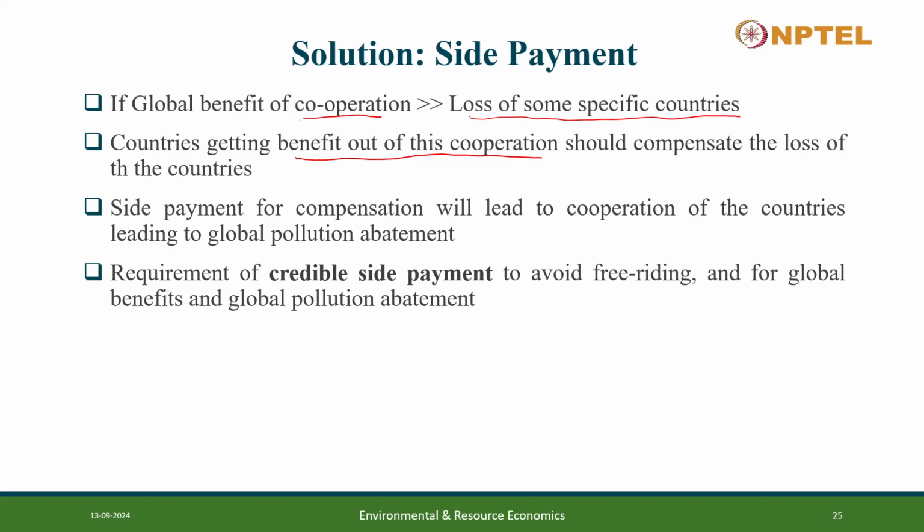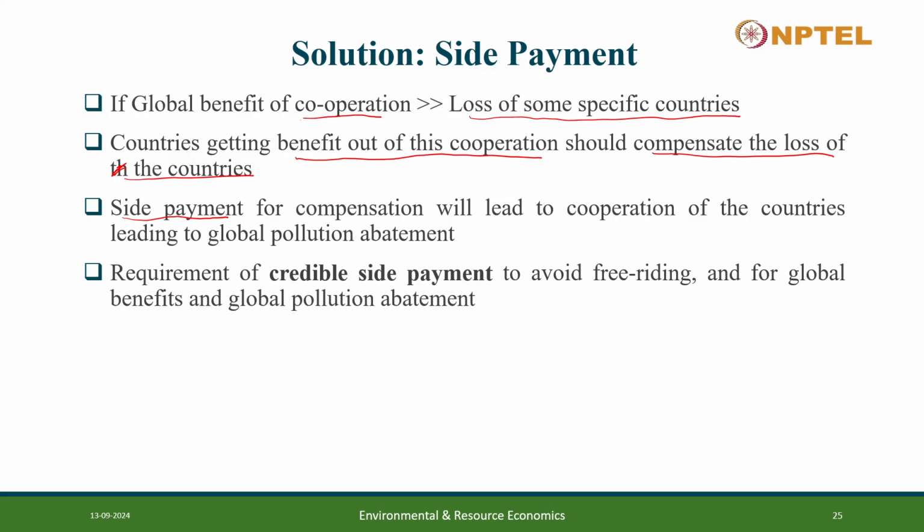So if the benefit is much higher than the loss which some countries have to bear in terms of economic growth or in terms of costs that they are incurring, then the countries which are getting benefit of this cooperation should compensate the loss of other countries. Okay, so that is known as side payment, that is compensation for the cooperation for the country.